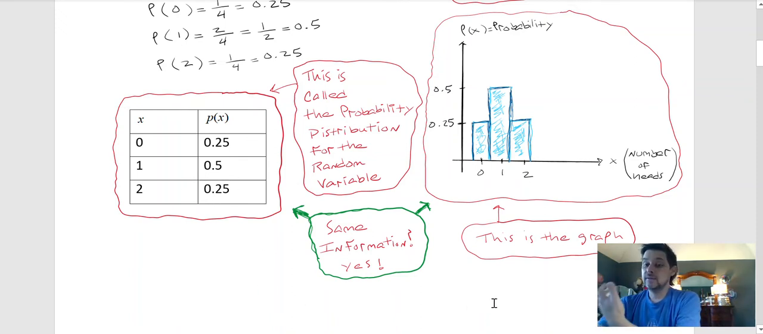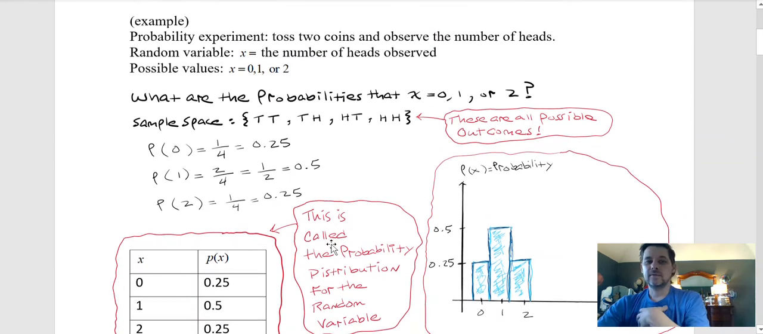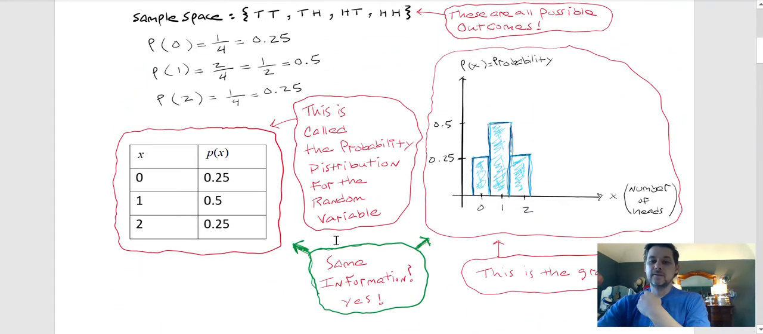So now that's the story with discrete random variables, all right? You get a probability experiment. The random variable refers to the outcome somehow of the experiment. It's going to be a number, and then you could calculate the probability that it is any of those numbers that it can take. And you get the distribution and the graph.